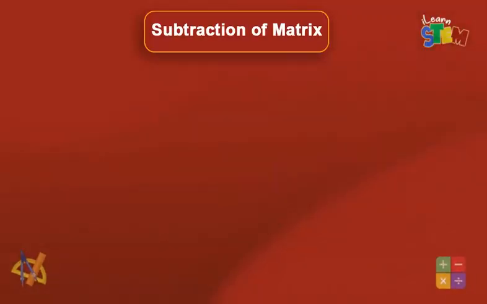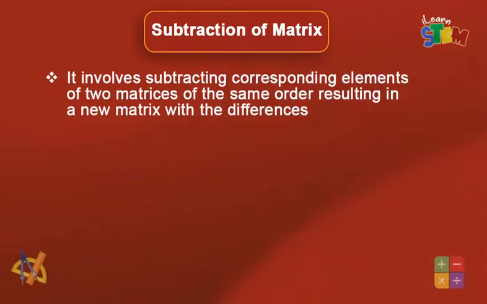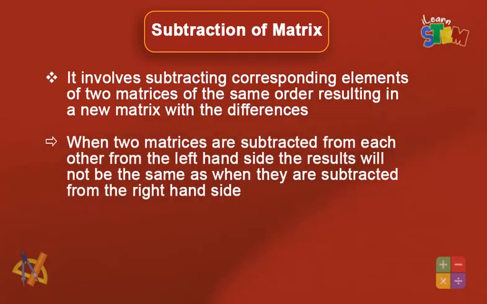Subtraction of matrix. The method of subtraction follows the same pattern as the method for addition. It involves subtracting corresponding elements of two matrices of the same order, resulting in a new matrix with the differences. When two matrices are subtracted from each other from the left-hand side, the result will not be the same as when they are subtracted from the right-hand side. That's to say A minus B is not equal to B minus A.